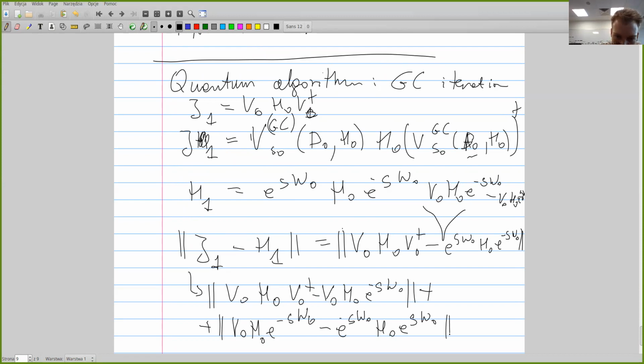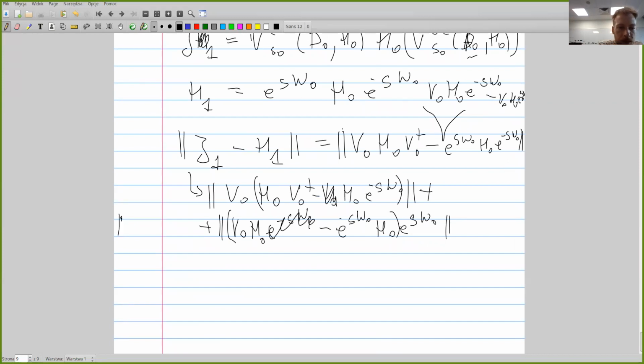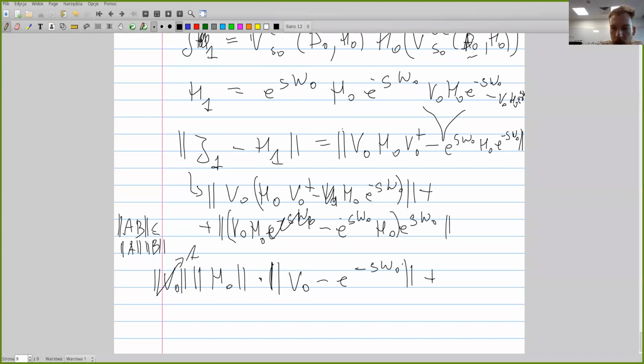Okay, and now I will speed it up a little bit. So I bracket here and I can bracket here. And then I will use the sub-multiplicativity property of the norm that you choose. So this should be smaller or equal, and let's choose the operator norm. By unitary invariance, I will get the norm of H0. Well, you could put V0, but we will say this is one. Norm of H0 times V0 minus E2 minus SW0, plus the other term. So long story short, J1 minus H1 is O of S to the power 3.